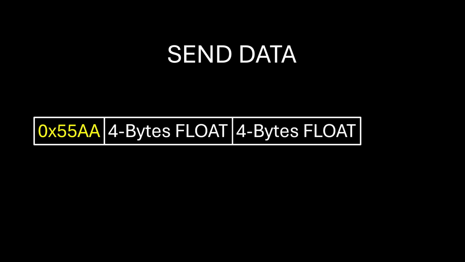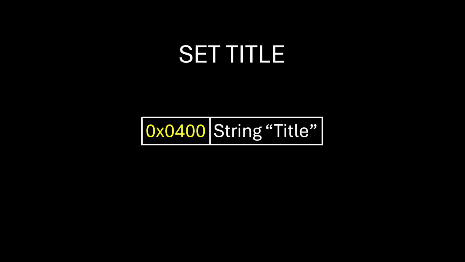If multiple channels are present, the data is simply arranged sequentially. This data packet ends with a 2 bytes footer 0xAA55. To change the graph title, the first 2 bytes sent are 0x0400, followed directly by the string containing the new graph title.